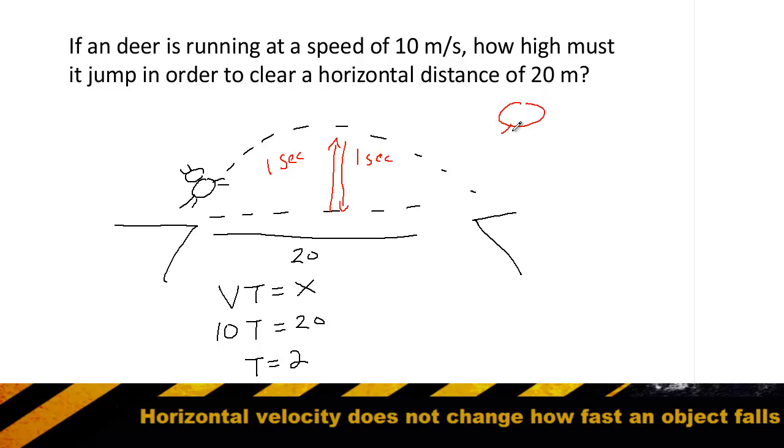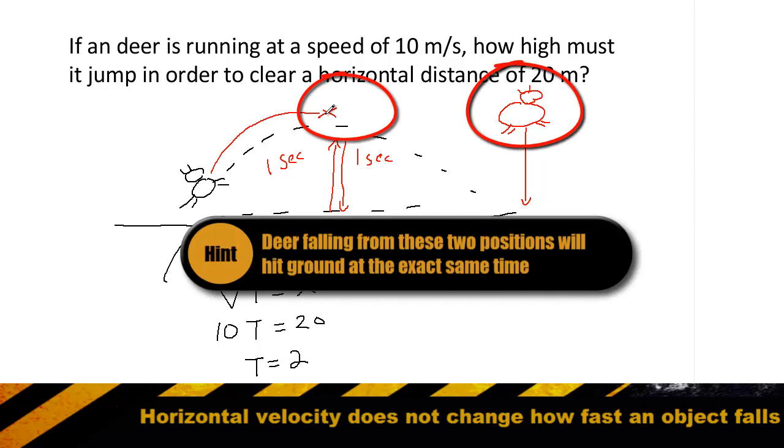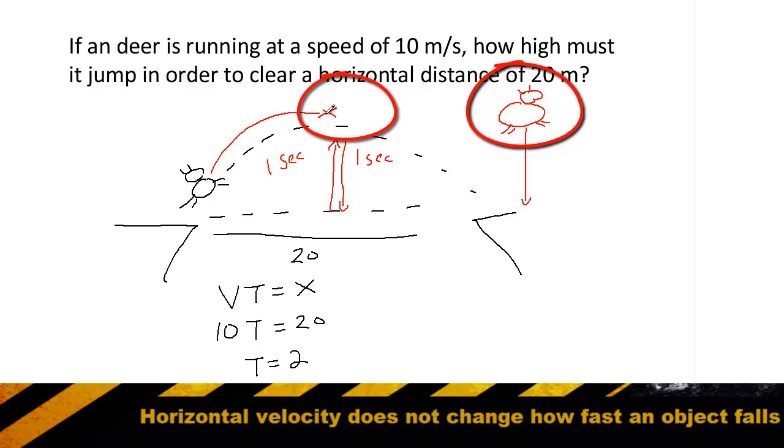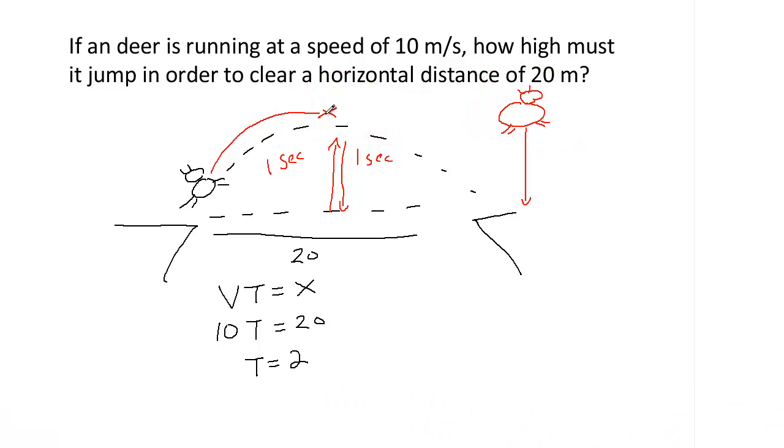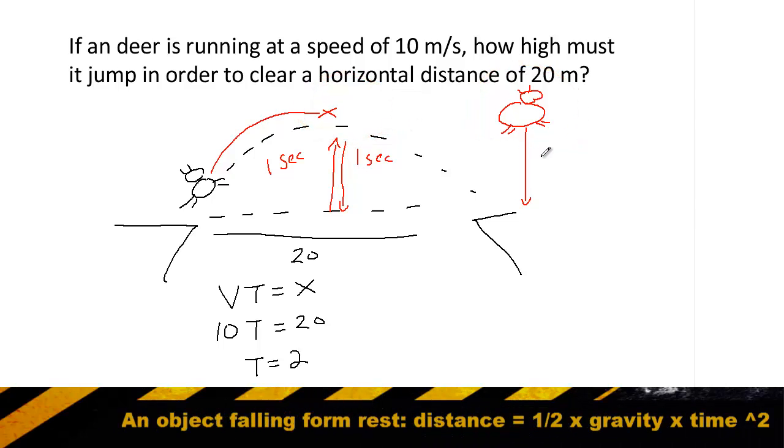Say I took a second deer and I'm going to drop him straight down at the exact same moment that my black deer over here is at the peak of his jump. The question is, which deer will hit the ground first? The answer is, they should hit the ground at the exact same time, because horizontal velocity does not impact how fast something falls.